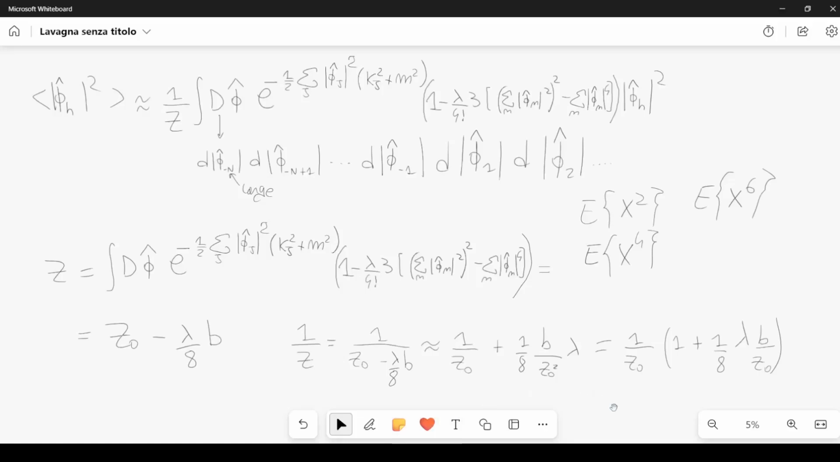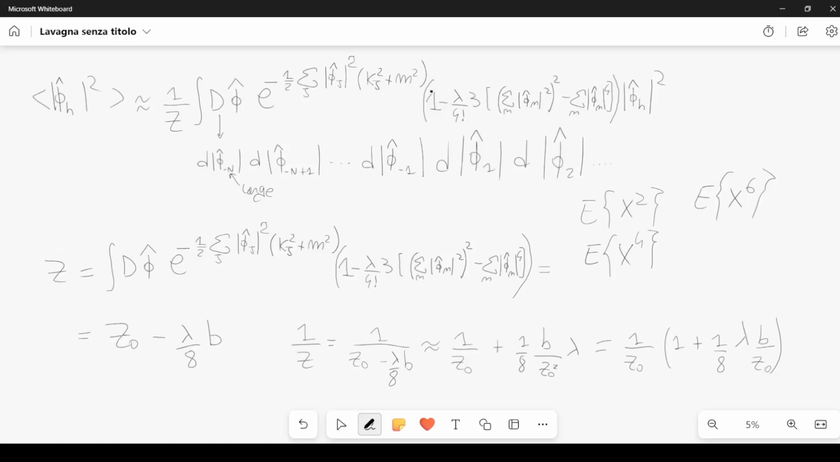Last time we wrote the propagator in the frequency domain. We wrote it like this. As you can see, this is a seemingly complicated expression where the partition function is written here. We expanded the exponential to first order in lambda. So here you can see that we have lambda for the partition function, but also for the propagator.